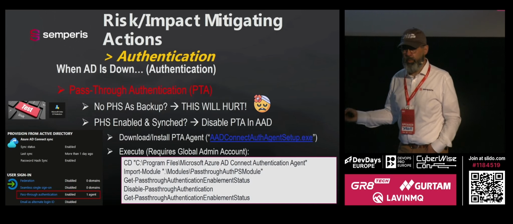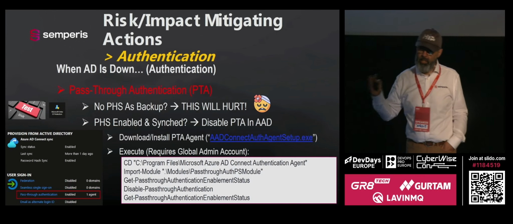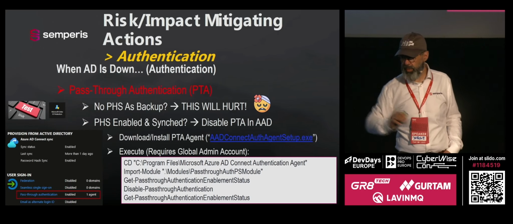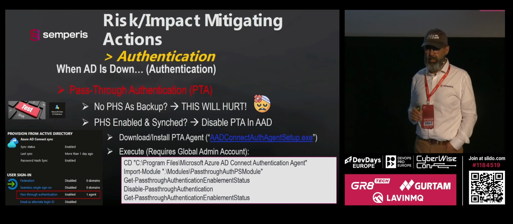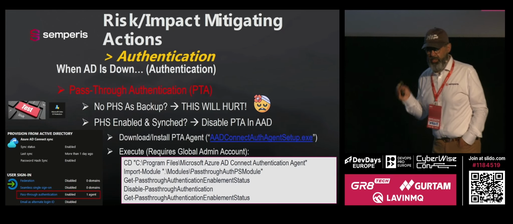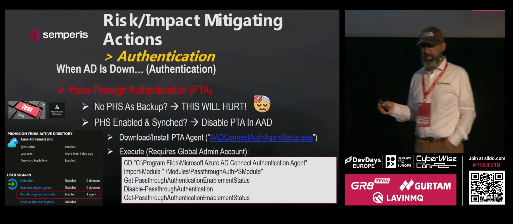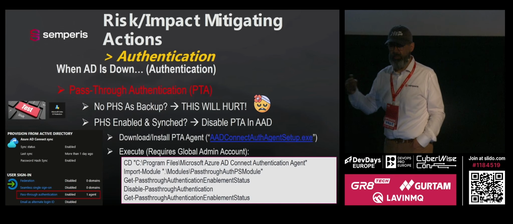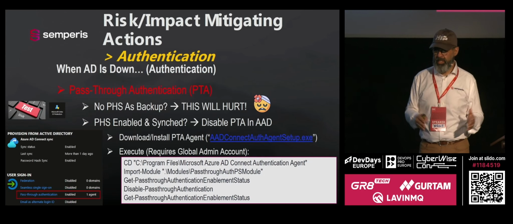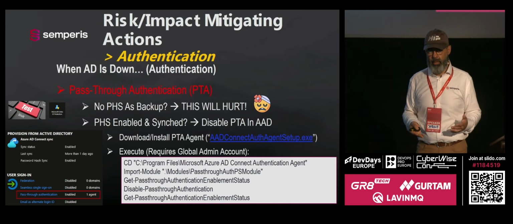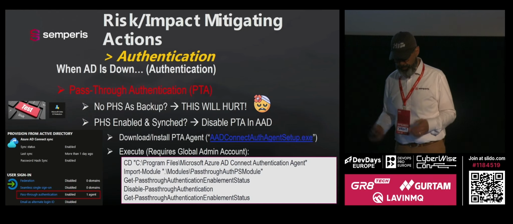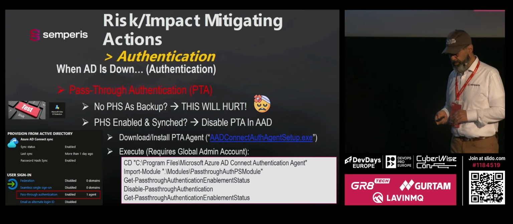Just make sure you have PHS in the background running. What do you do if you do have PHS in the background running? You have to convert the authentication mechanism by telling Entra, stop redirecting using PTA, start using native authentication. And for that you have to download the agent and start the installation. Just start the installation. By doing so, the PowerShell modules become available, and then you use the PowerShell module to disable PTA in the cloud. When that happens, Entra ID will natively take over authentication, and then everything works as if nothing happened.